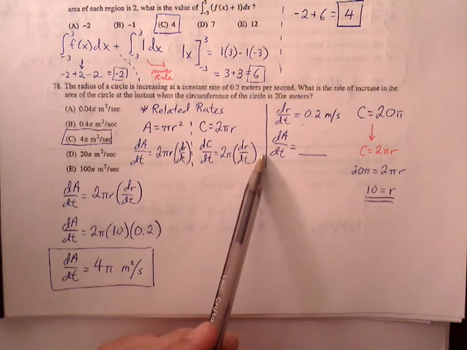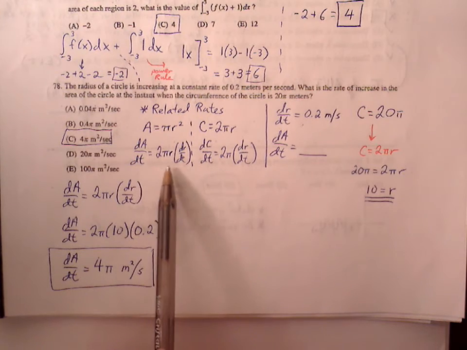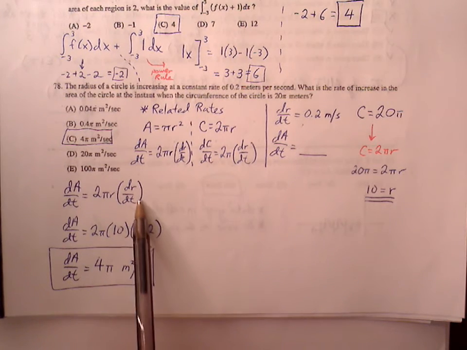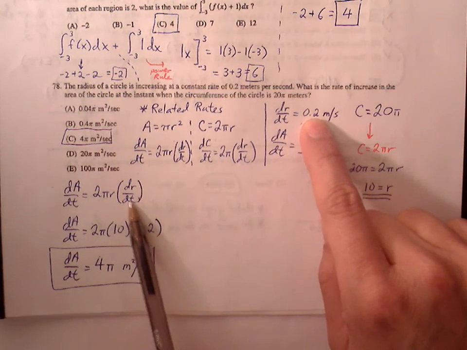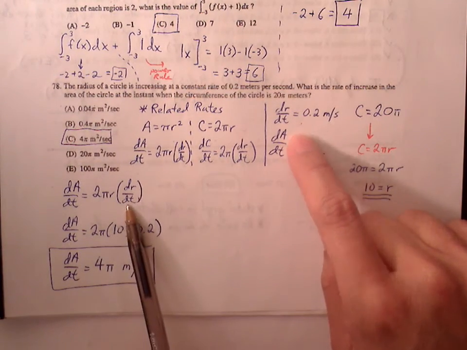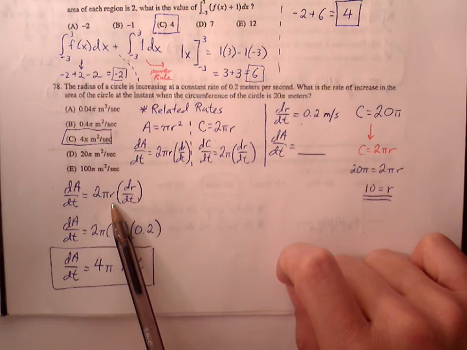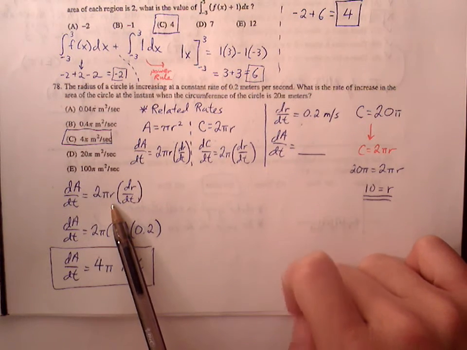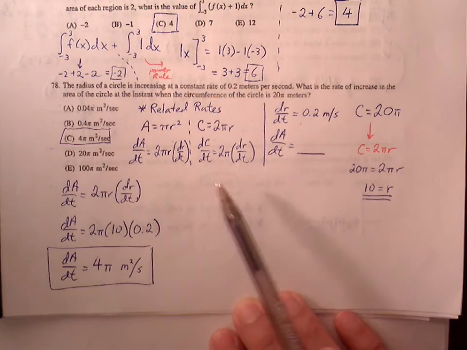Well, I want to find dA/dt, so I know I definitely want to use this. So dA/dt is 2 pi r dr/dt. We have dr/dt, right? That's provided in the problem, so we can plug 0.2 in for dr/dt. Now the missing information is this r, this radius. And we don't have the radius provided for us explicitly, but we do have something related that can help us get there.